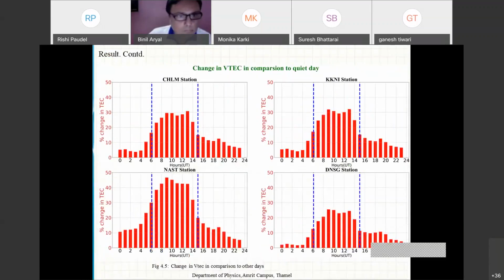Okay, in addition to our work, we observed the difference of TEC value between April 25 and other quietest days to know how much the value deviated from the original value of TEC. Compared with other days, on April 25 the abnormal deviation increased by up to 30% at one station and Konkani station. So this abnormality was seen a few hours before the event, lasting up to 8 hours. This is indicated by the blue line here.